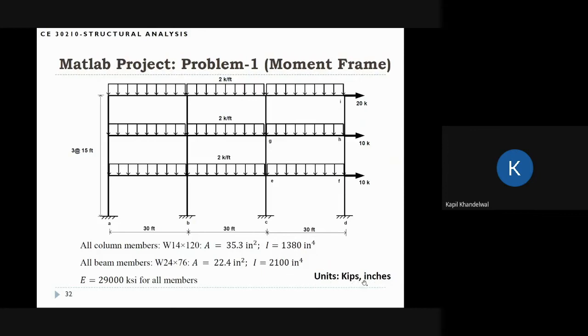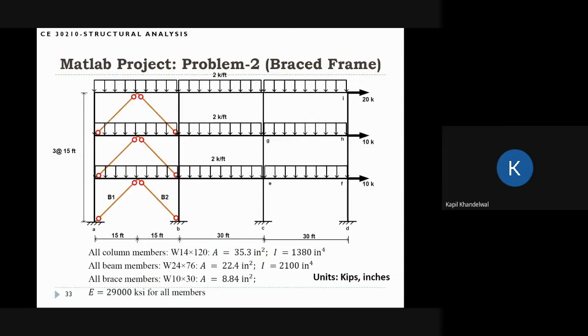I think in this case, try to use kips and inches. For the beam members, all the beam members have section W24 by 76, area and I are given to you, and E is 29,000 ksi for all members. Because some of these dimensions are in feet, make sure to convert feet into inches. Similarly, the loading is given in feet, so make sure that you put the loading in inches to get the correct results. I'll ask you to output some of the results, and I'll provide that detail later on.